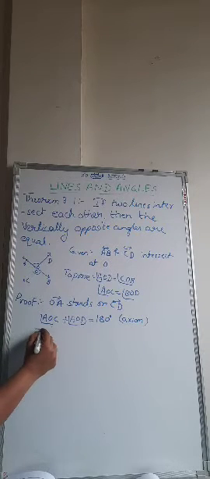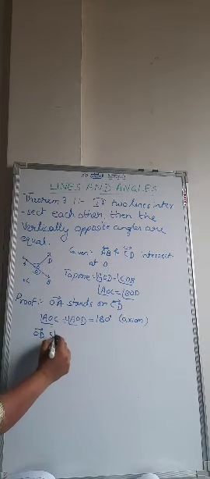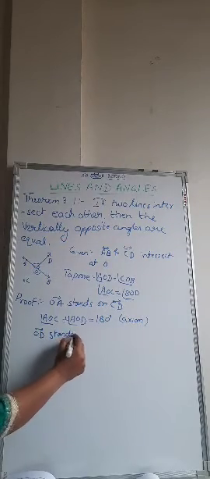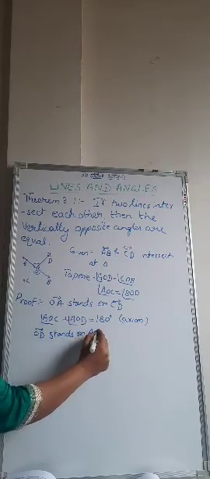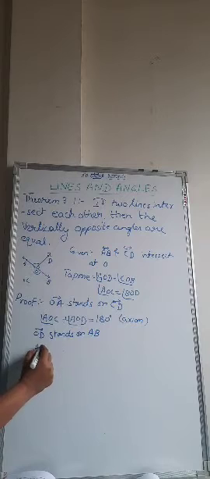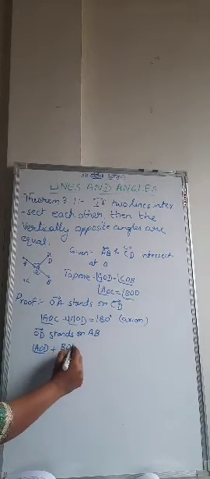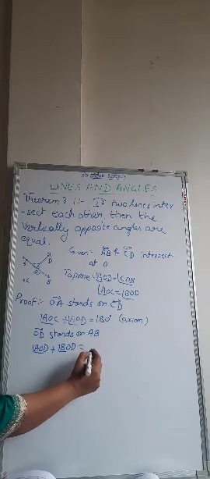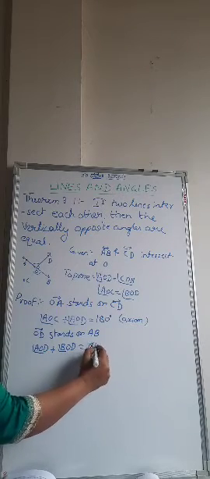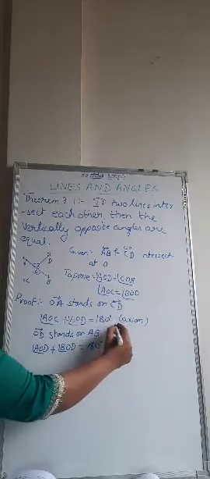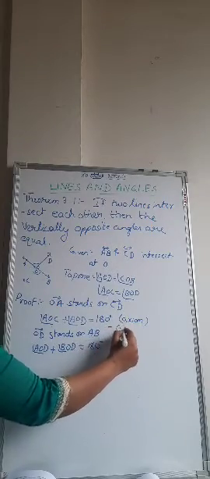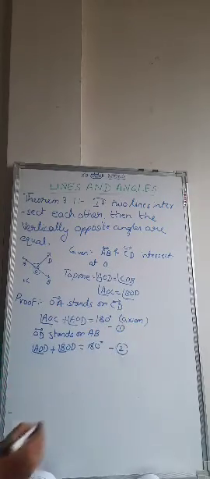OD ray stands on AB. Now, two adjacent angles are formed. Angle AOD plus angle BOD is equal to 180 degree. Let us call this equation number 1, this equation number 2.